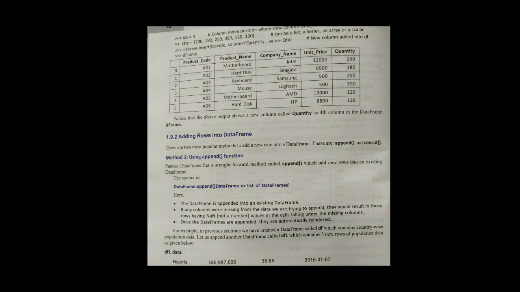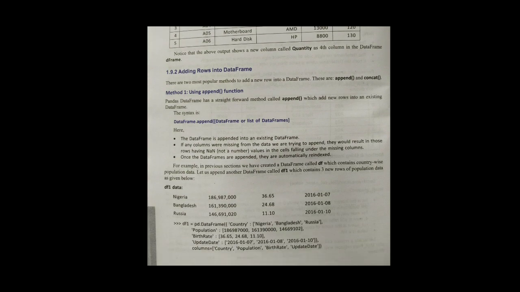So the append function. The pandas data frame has a straightforward method called append. In normal programming, append means adding a value at the end of any string or any index or any list. So let us see how it works in Python pandas. Data frame dot append, in brackets a data frame or list of data frames. So here you can use multiple data frames also, or a list of data frames also.